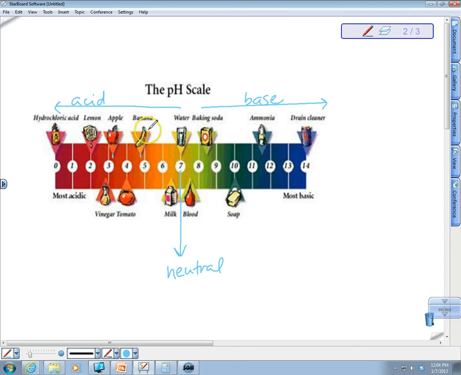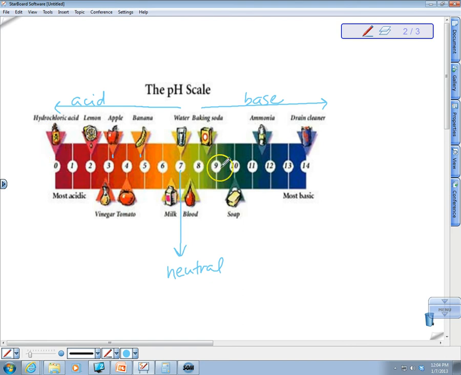Okay? You can see some mostly foods here that we have, right? We've got bananas. Tomatoes are right about 4. Apples, a little bit more than 3, pH of 3. Vinegar has a pH of a little bit less than 3, so like 2.8-ish. Lemons are right at 2. And hydrochloric acid has a pH of almost 0, like 0.1.